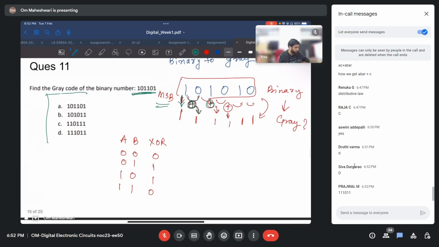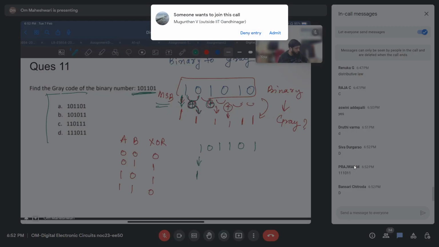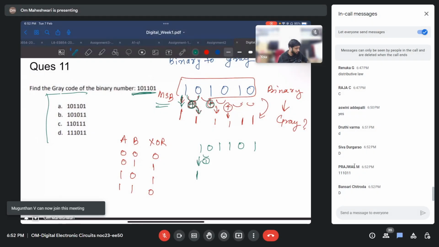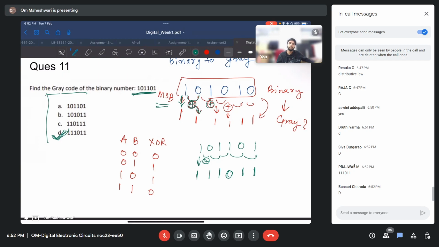Yes. So we have 101101. So we'll write MSB as it is, 1. 1 and 0 XOR is 1. 1 and 0 XOR is 1. 1 and 1 XOR is 0. 1 and 0 XOR is 1. 0 and 1 XOR is 1. So the answer is which one? D. Is it clear? Yes, so most of you have answered correctly, I think.